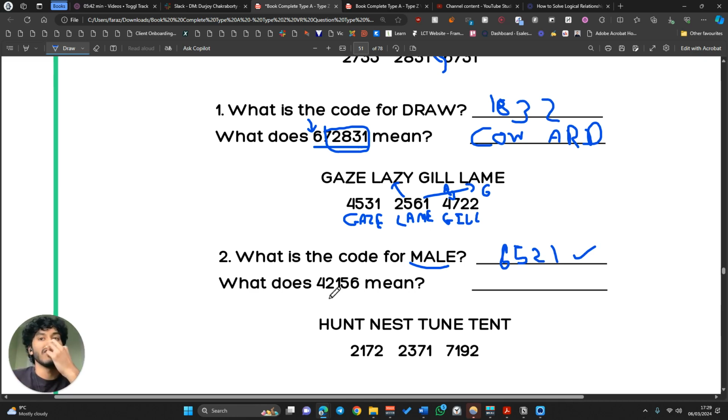And can we decode this one now? 42156. Well, we know 4 is G from here. You can see here. So 4 is G. We know 2 is L. We know 1 is E. We know 5 is A. And we know 6 is M. So gleam, that's our word. And that's how you can do this very quickly.